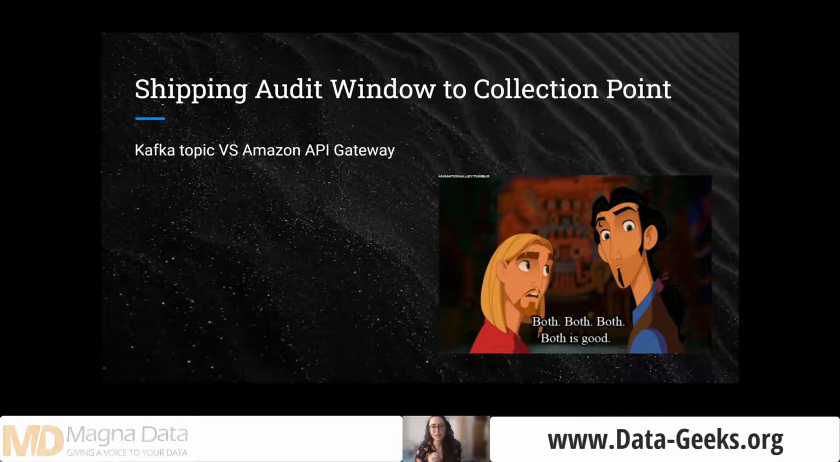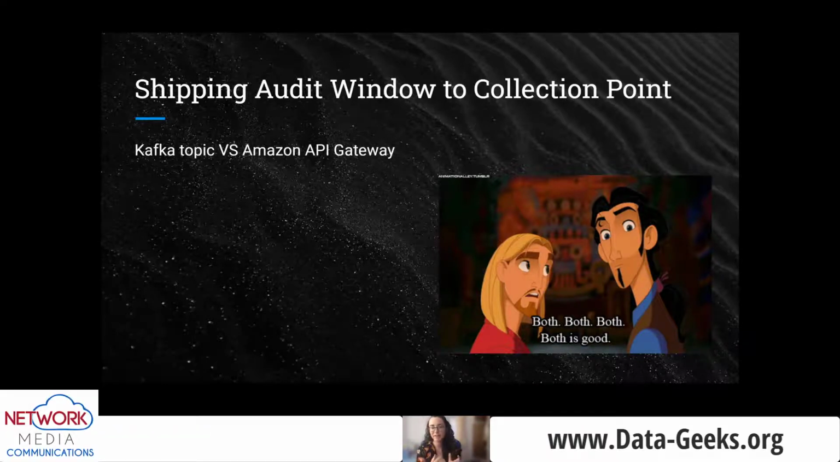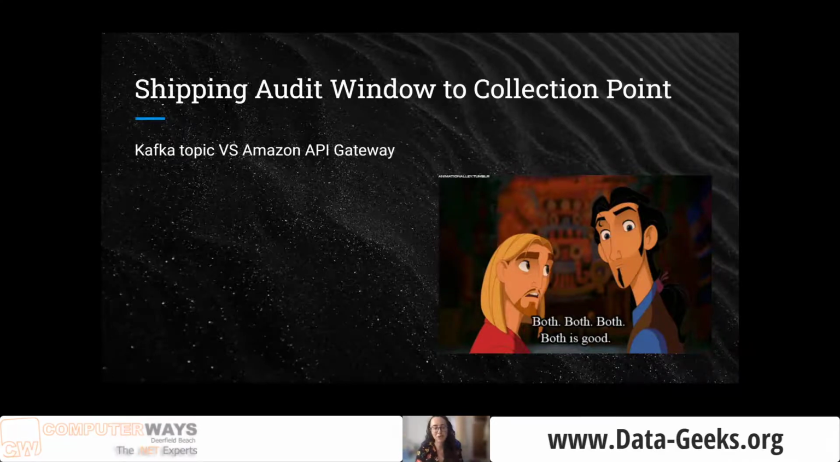Why? The reason is very simple. A, because it already existed, and B, because we actually discovered it's really nice. We can actually see if there's a problem with the gateway or if there's a problem with Kafka. But we just decided to keep both. Next slide, please.